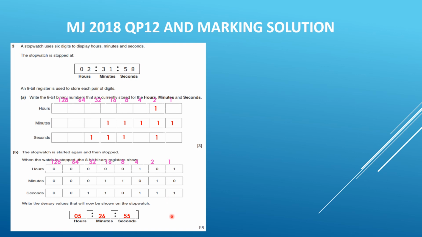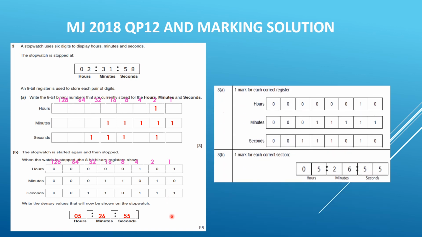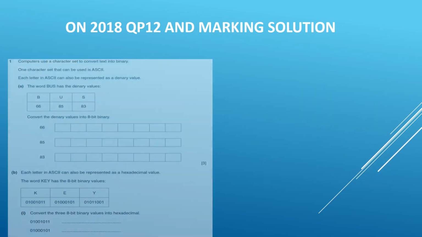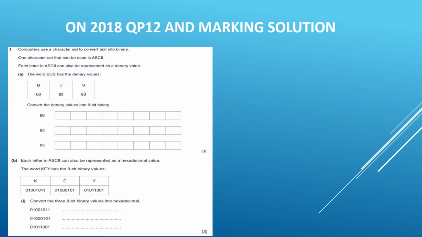Again, this is of 3 marks, 1 mark for each conversion. Now you can simply see the answer in the marking key. Let's solve one more example to reinforce the concept. This is question number 1 taken from October-November 2018. Question paper variant is 1-2.